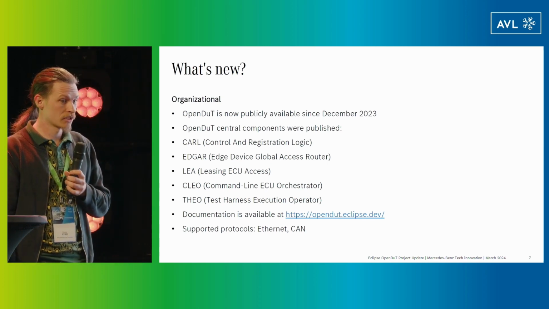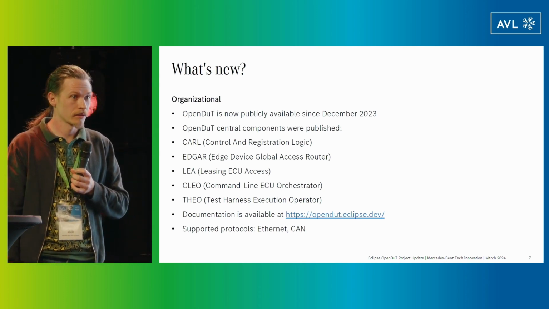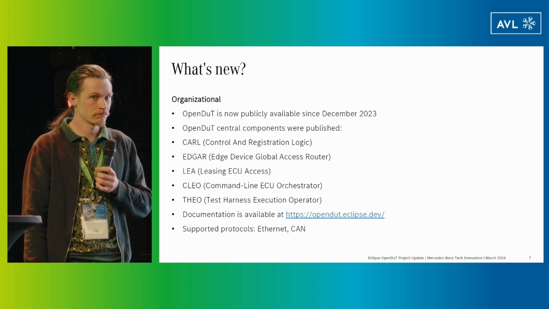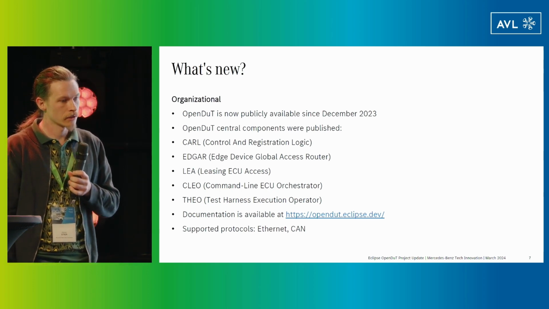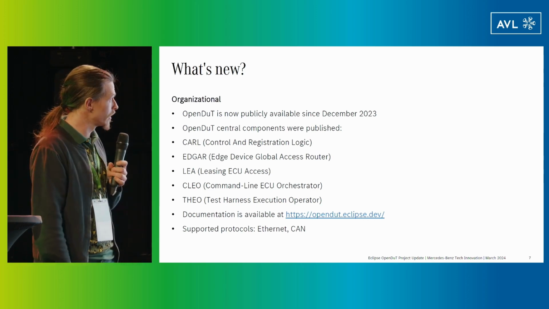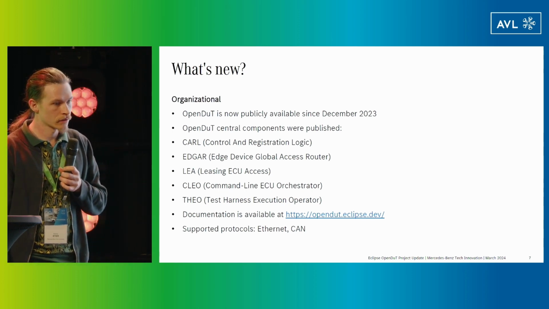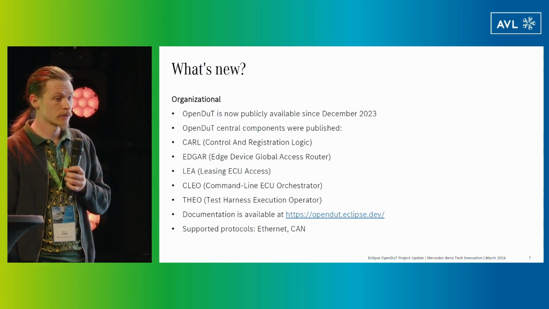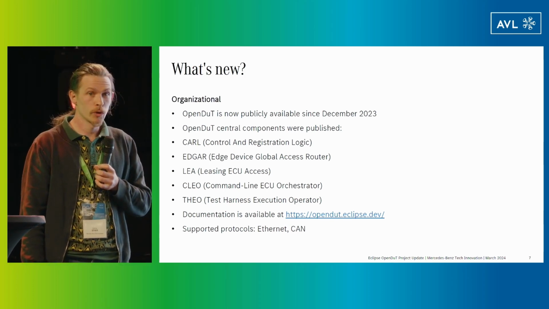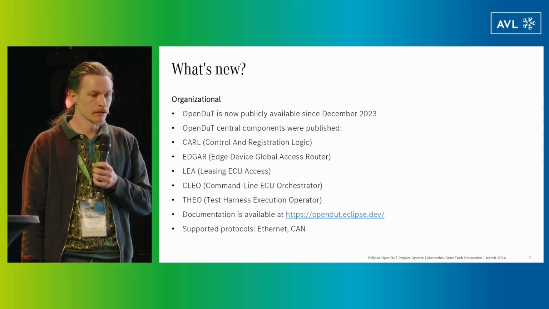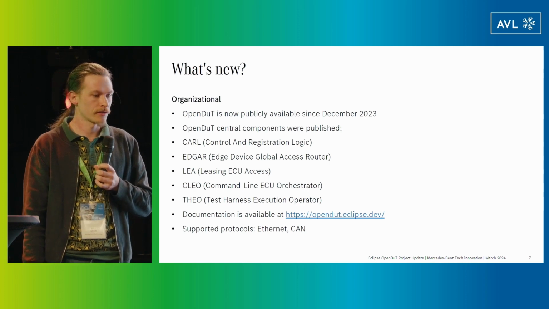And when I say ECU, it could be any other hardware. We are currently supporting two protocols, Ethernet or CARF Ethernet. It doesn't really matter. We are bridging any layer 2 network traffic. And CAN has been recently added to the supported protocols by ETAS. And then there's our front end. It's LEA, leasing ECU access. And then we also have a command line interface that shall have feature parity with the user interface LEA.